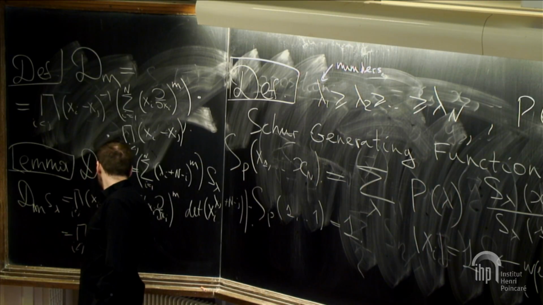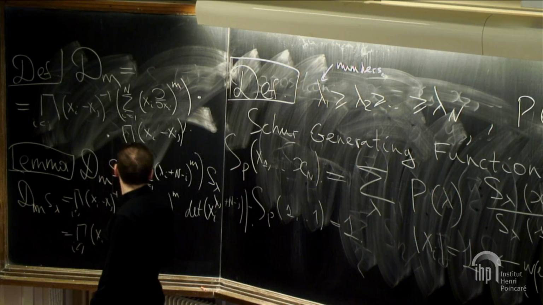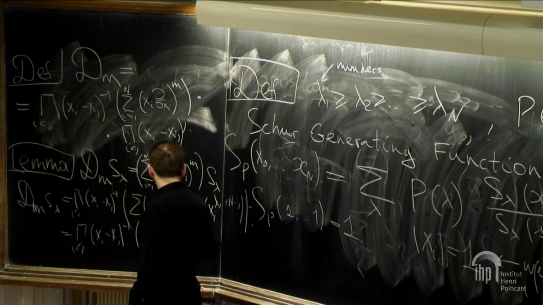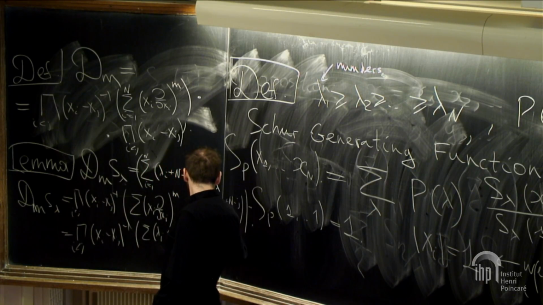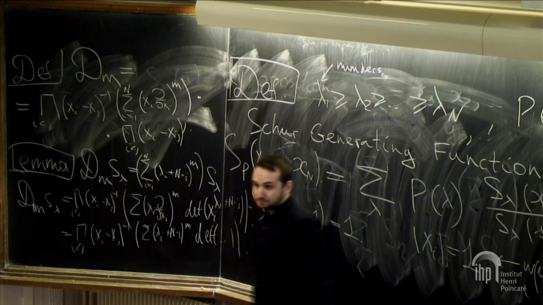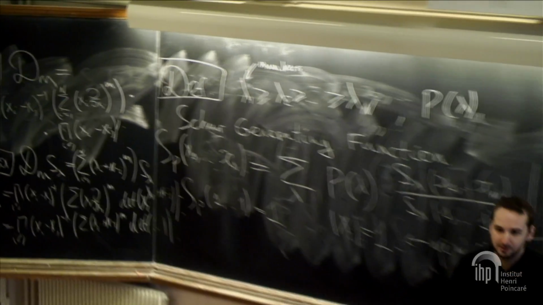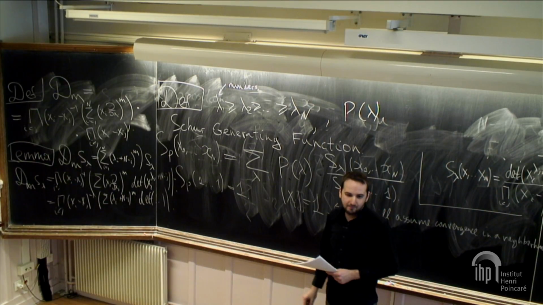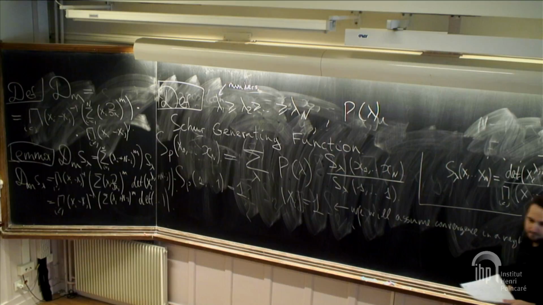So you get that this is precisely the product of (xi minus xj) inverse times the sum of (lambda_i plus n minus i) to the m times the determinant. And that's your Schur function multiplied by this thing. Is it fine? So you're saying that D_m is an operator on polynomials and symmetric functions are... Well, Schur symmetric polynomials are eigenfunctions. So this is a Schur polynomial, which is an eigenvector.